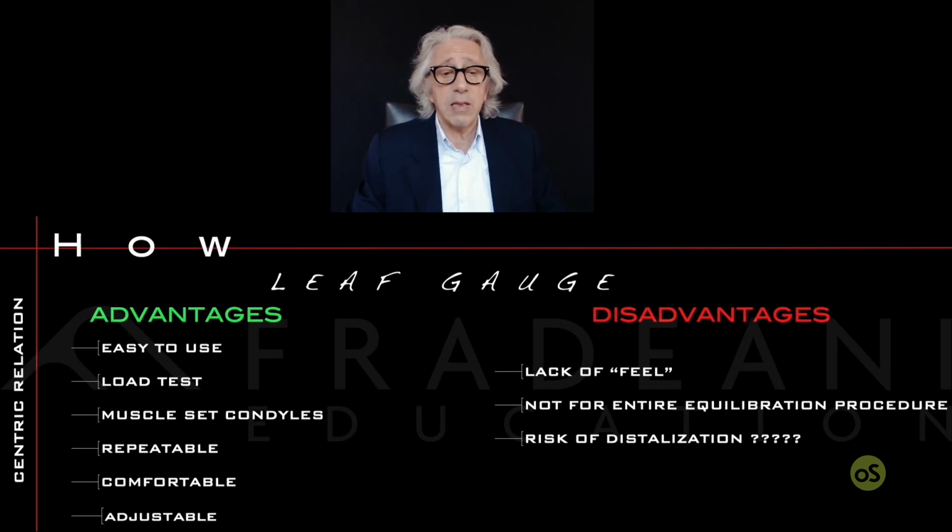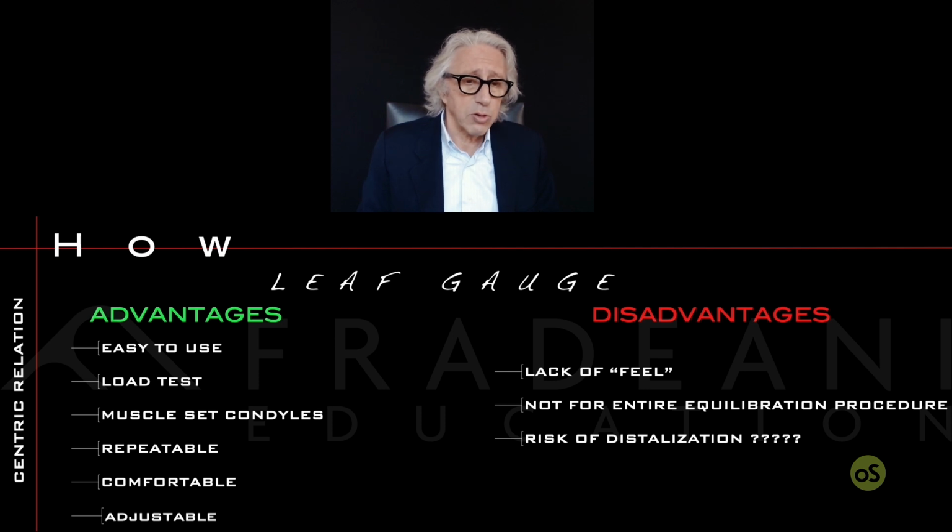The leaf gauge is very easy to use. I believe most of the people that follow our courses are using the leaf gauge because they found that this is the easiest one. Of course, it can also be used for the load test to understand if you have muscular or articular problems. It is repeatable, comfortable, and adjustable. It can be perfect when you do, for example, an occlusal adjustment in CR. The leaf gauge really helps us find the right position.